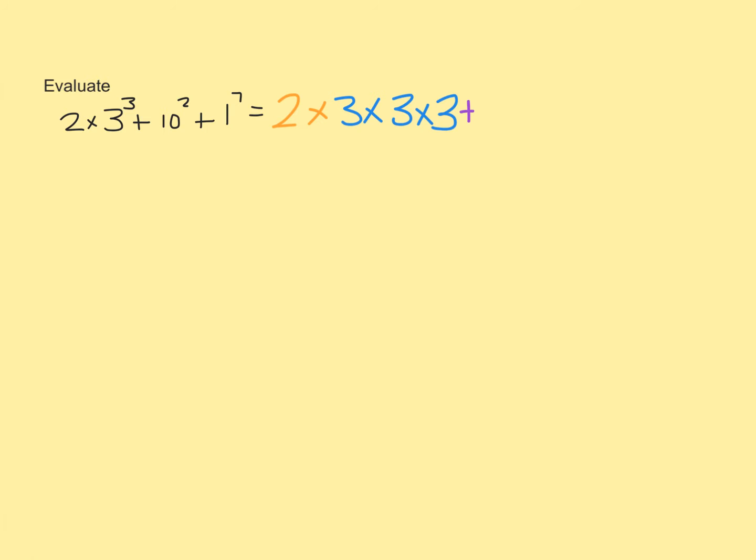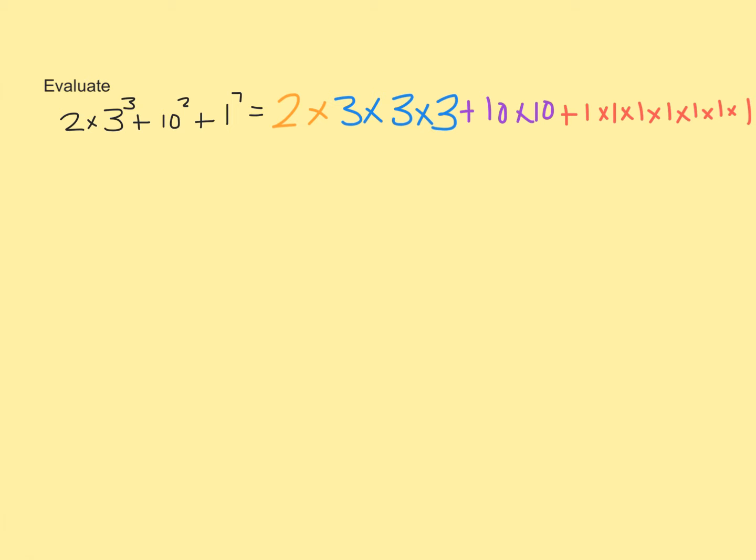The next thing I have, remember, is a little plus there, so now I need to write plus, and I've got 10 to the power of 2, so I need to go 10 times 10. And the last thing that I have is 1 to the power of 7, and that is plus 1 times 1 times 1 times 1 times 1 times 1 times 1. So why have I put 7 there? Well, there are 7 up there, therefore there needs to be 7 lots of 1 times 1. Alright, so now I've got it in expanded form, so now I need to solve it.